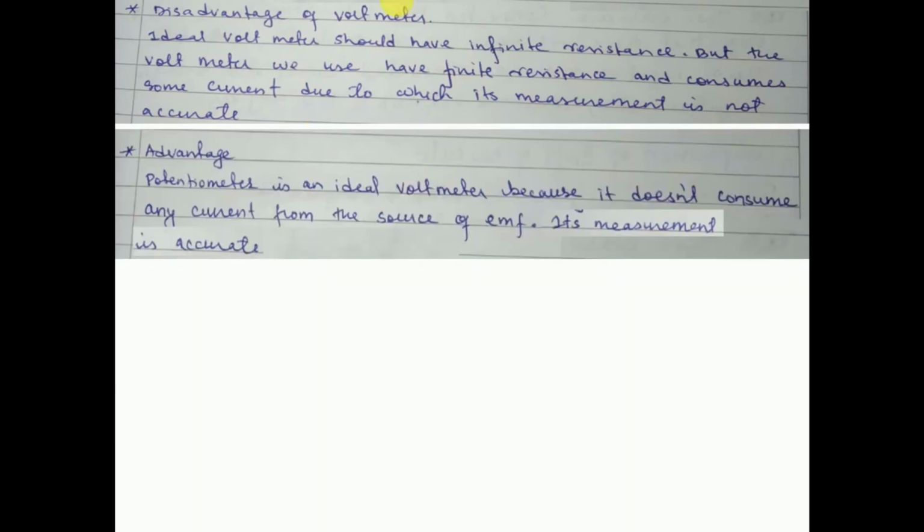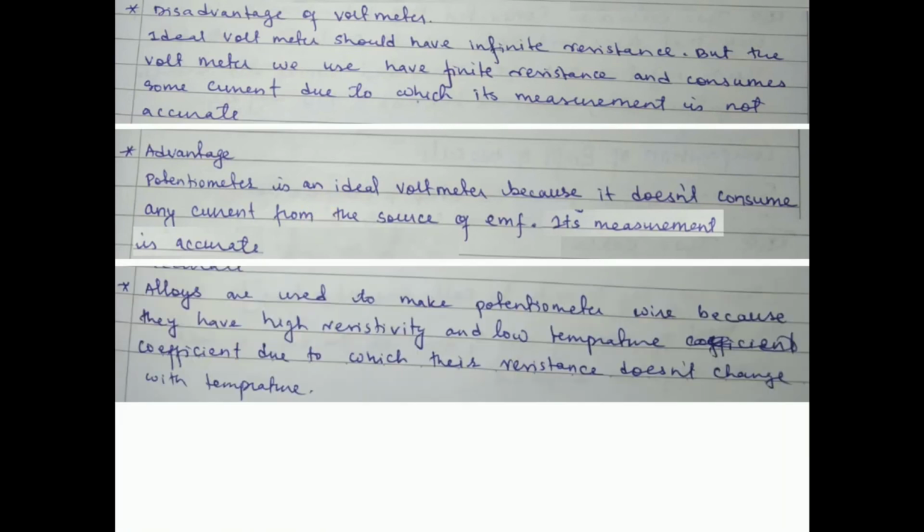Now we will talk about some facts about the potentiometer. As we already know, it is used as an ideal voltmeter because a voltmeter cannot measure the potential difference accurately. It has some resistance and some current will flow through the voltmeter, and due to that current it will not show the accurate potential difference. A voltmeter should have infinite resistance, but it has finite resistance, due to which it cannot measure accurately. But the potentiometer works on the null point method or zero deflection method, where the current is zero in the circuit, so at that time it will not consume any current, and it measures the potential difference accurately.